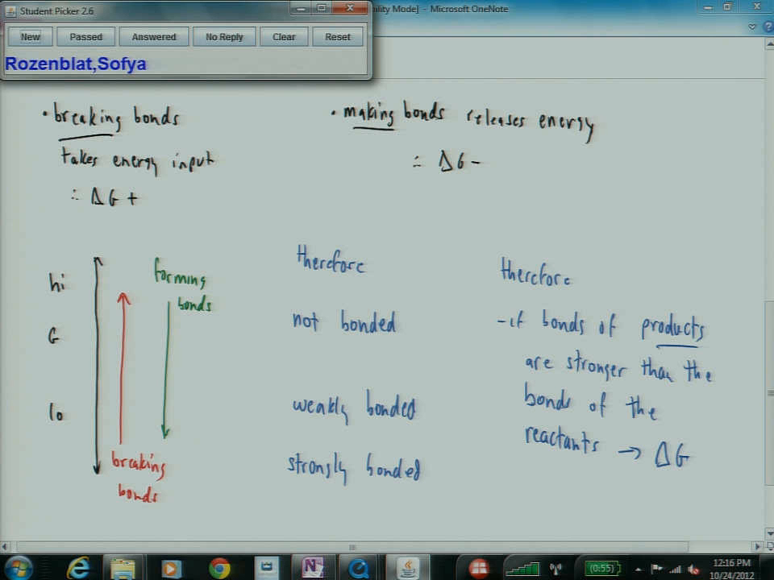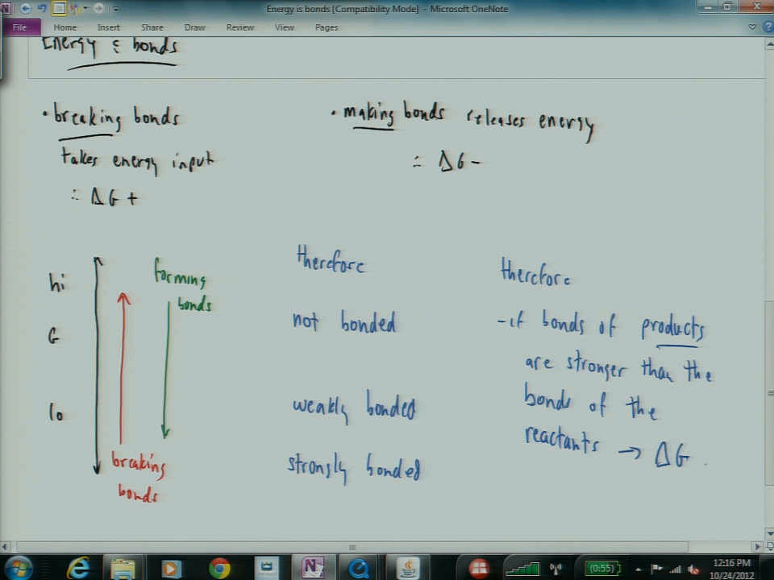Exactly. What you're doing is going from weak bonds to strong bonds, which is delta G negative. So you're moving down the chart. So Sophia's got it exactly right. Delta G negative. Therefore, it's spontaneous.